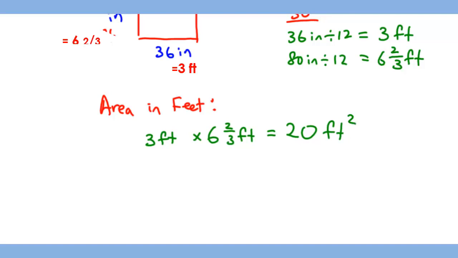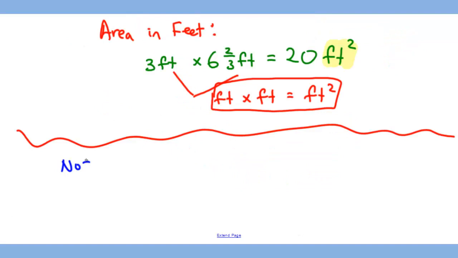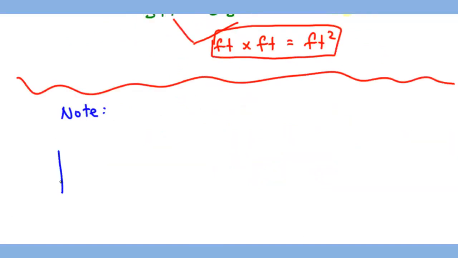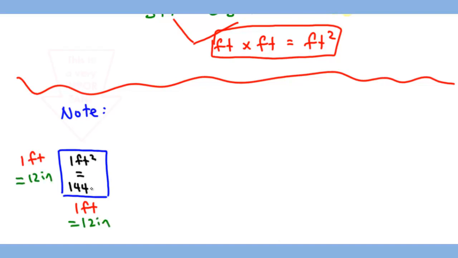As a reminder, the reason why we get feet squared is because we are multiplying 3 feet with 6 2/3 feet, so feet times feet is feet squared. Another way to do this is knowing the fact that 1 foot by 1 foot is basically 12 by 12 in inches, so 1 foot squared equals 144 inches squared.